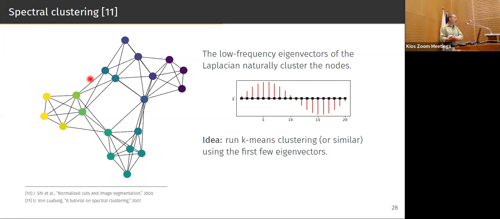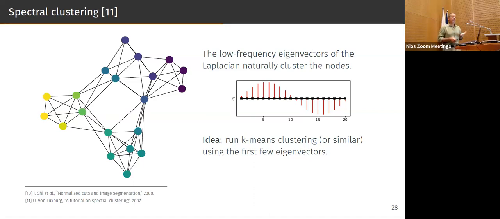In the spectral approach, you look at the graph, you take the Laplacian matrix, and you compute the eigenvectors. It can be shown that if the graph has some structure, then the eigenvectors are very much related to a Fourier transform. So they are very much related to the frequency components of the Laplacian.